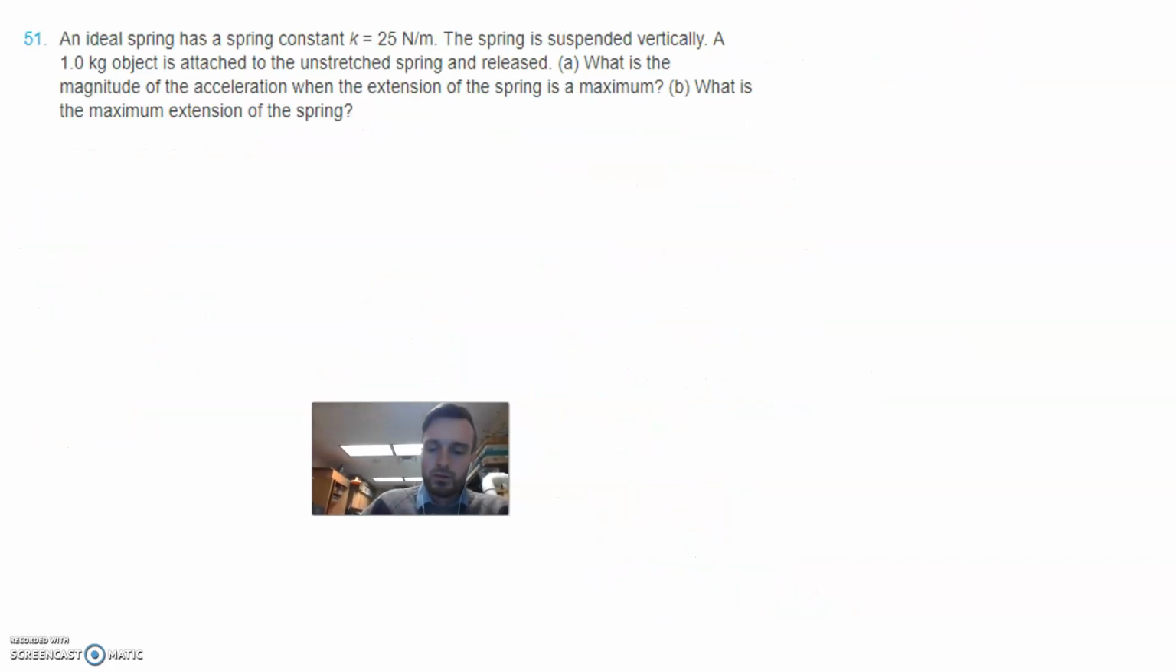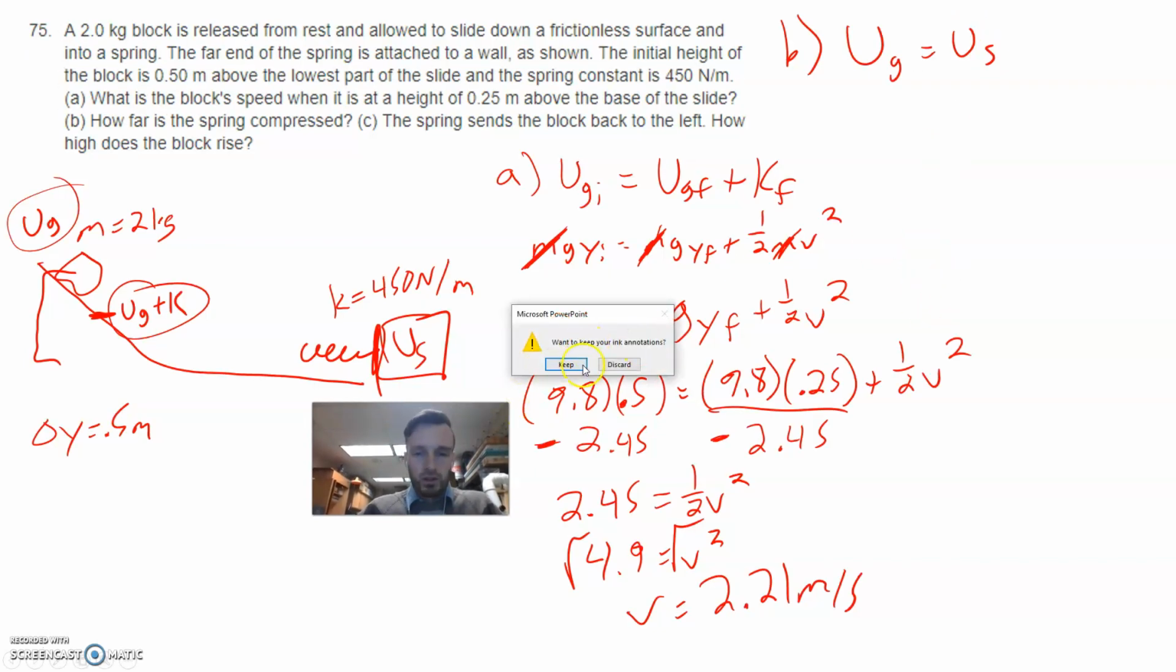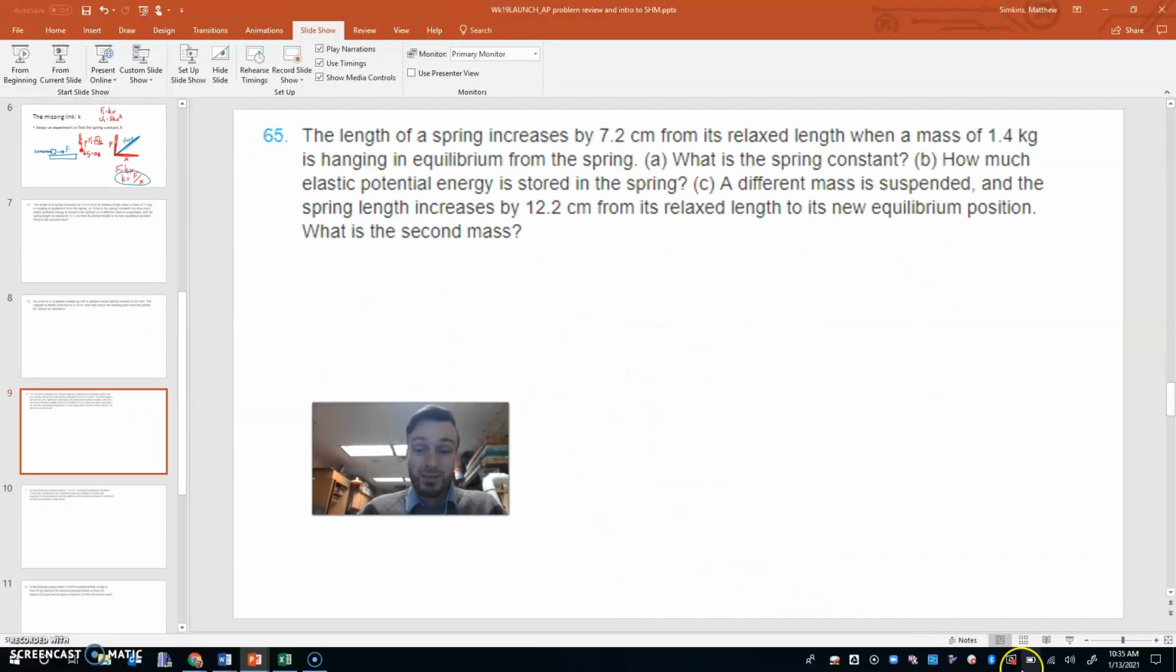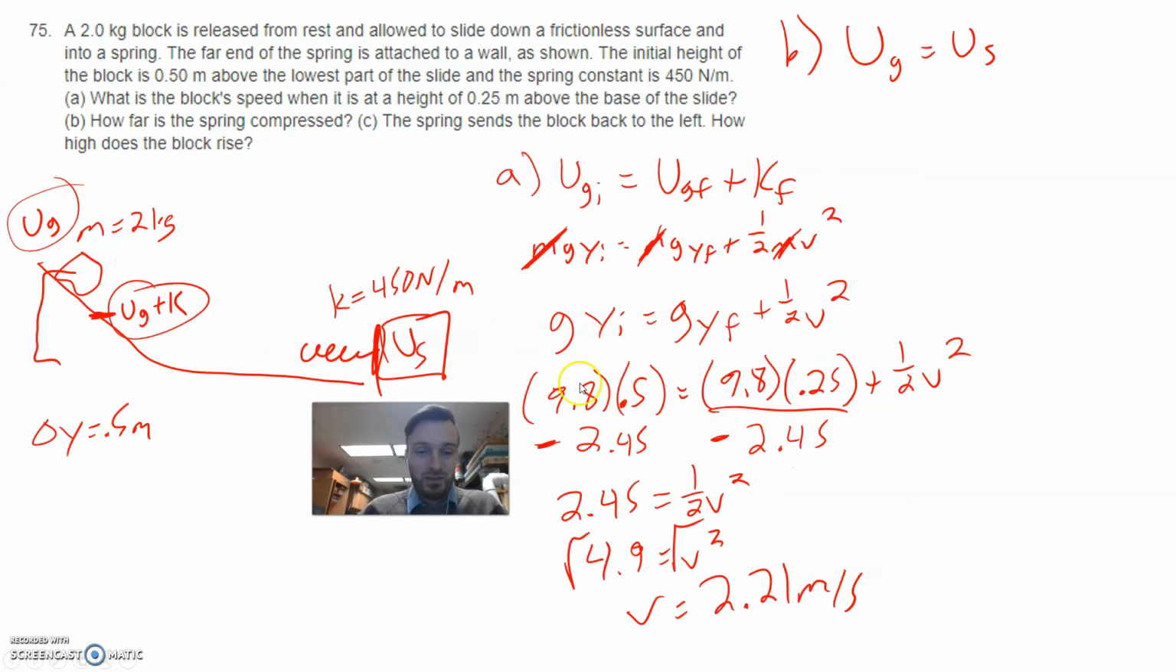Gotta love when PowerPoint's messing with you here. I can fix that right up. Check me out. I'm going to keep my annotations. You guys, if stuff starts lagging on you, you just say, yeah, keep everything, and then jump right back in. Look at that. Now we're flying.